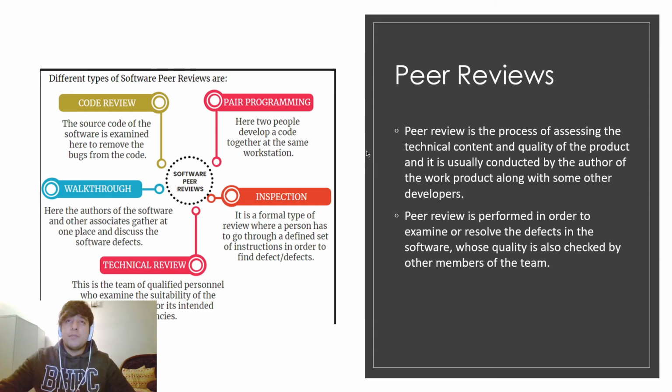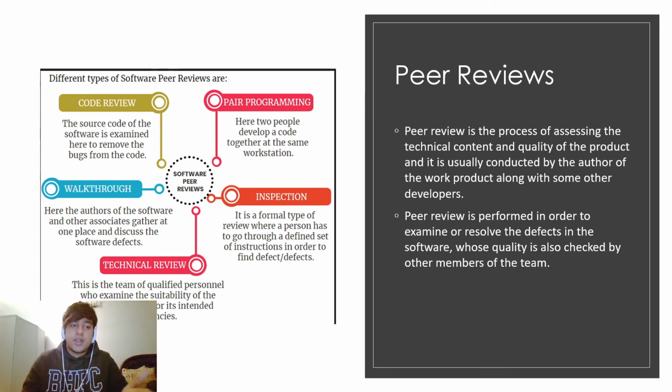Now peer reviews. If you see the word peer review, you understand easily. In peer review, you ask your peers to do a review. It is a process of assessing the technical content and the quality of the product, and it is usually conducted by the author of the work product along with some other developers. It means that the author of the product, or whatever the review is being done on, conducts it. Some other developers or peers are given the product so they can give their opinion and review on it.